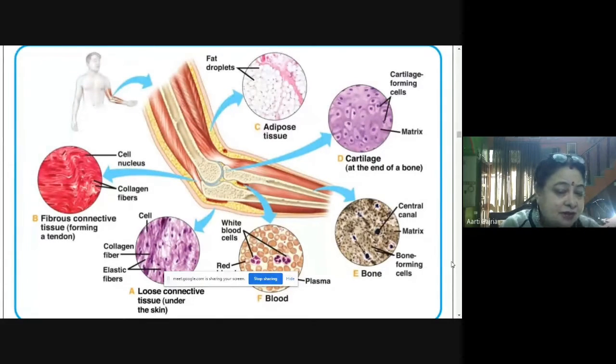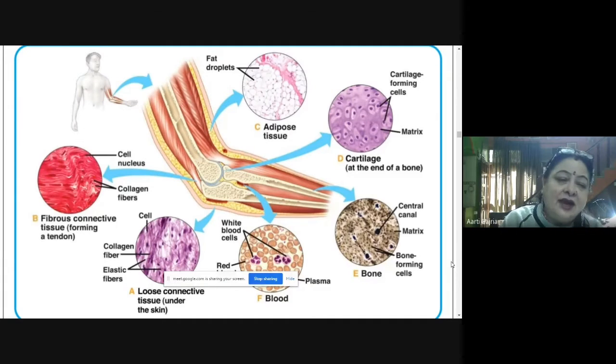Cartilage is connecting the two bones. It is the connective tissue, which is soft connective tissue. So cartilage is there. Then there is bone. The bones are present. Then blood is there. And then loose connective tissues are present inside the skin.